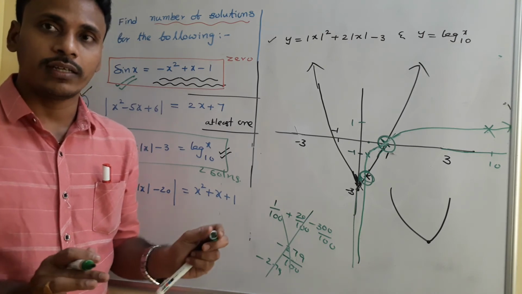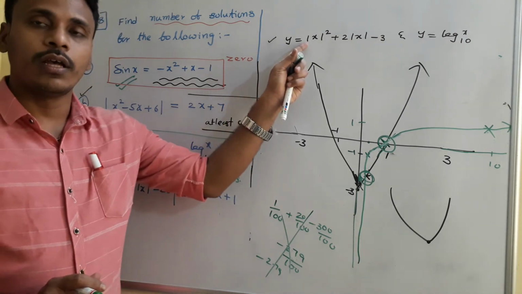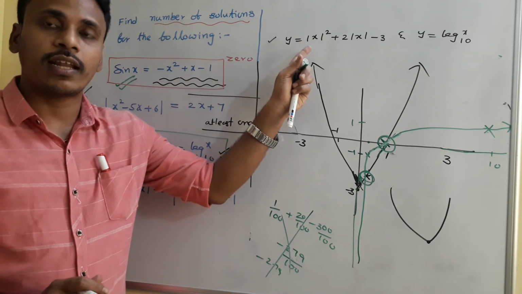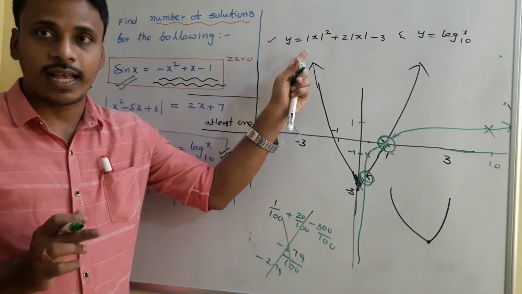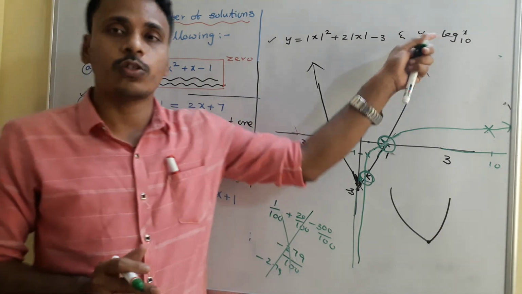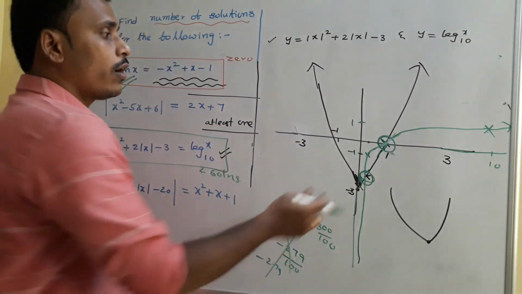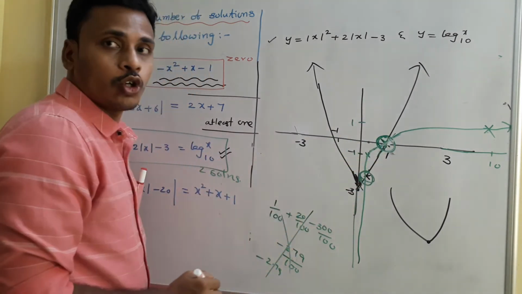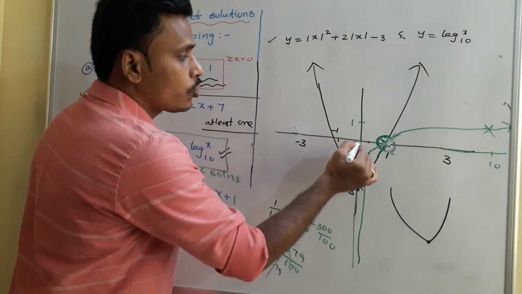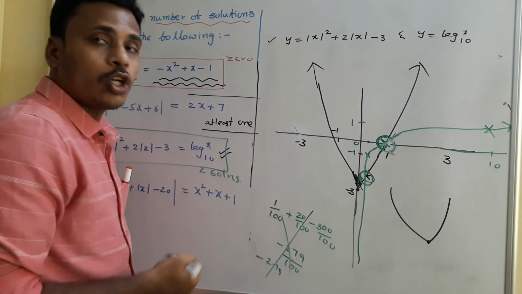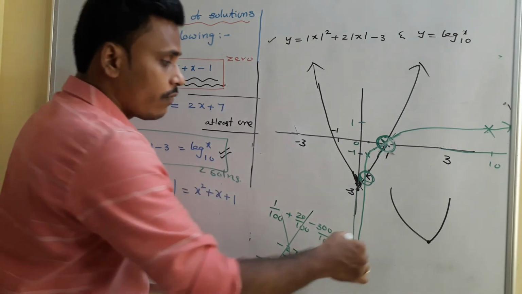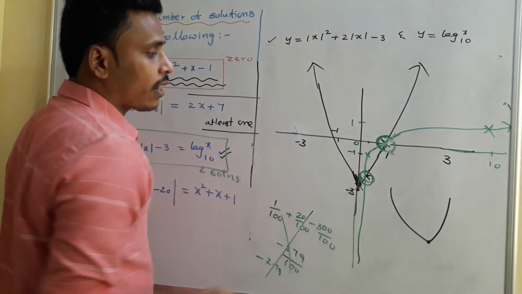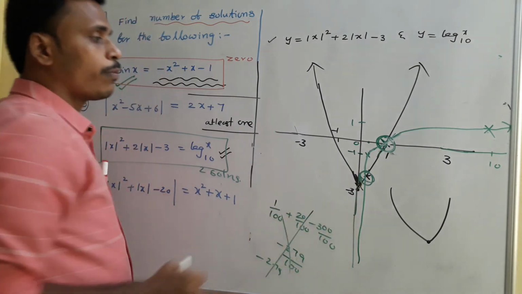I think it is very clear. First of all, sketch the left side one. If you have any difficulty in sketching the left side one, just revise the previous classes. And sketching log x base 10 is very easy. So in this part there is no solution, and at 1 exactly one solution, but in between 0 and 1 we need to check how the graph is passing, whether it is going outside of this black color line or going inside of this black color line.